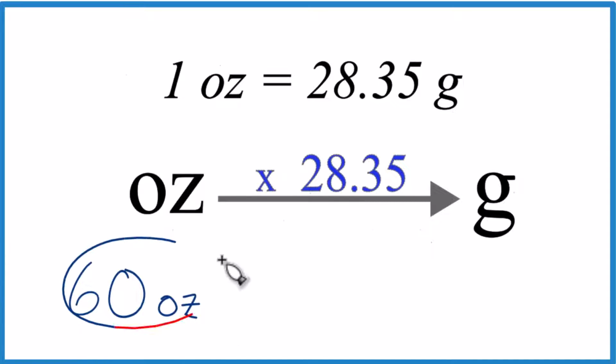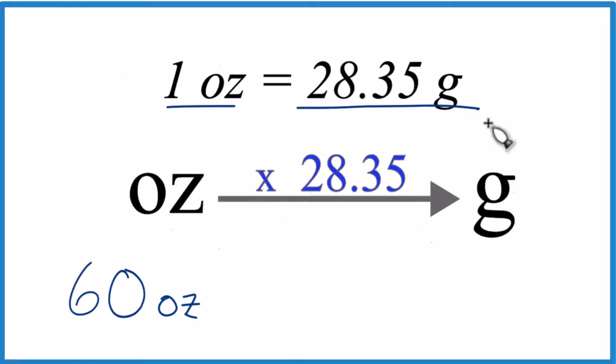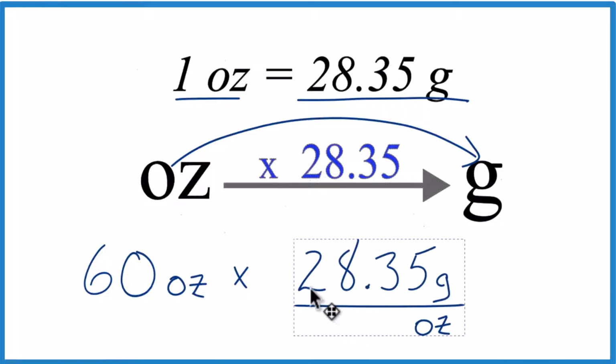So if you have 60 ounces here and you want to get that to grams, how do you do it? Well, 1 ounce equals 28.35 grams. That's our conversion factor. We use that going from ounces to grams. So here we have 60 ounces. We're going from ounces to grams. We multiply by that 28.35 number, like this.